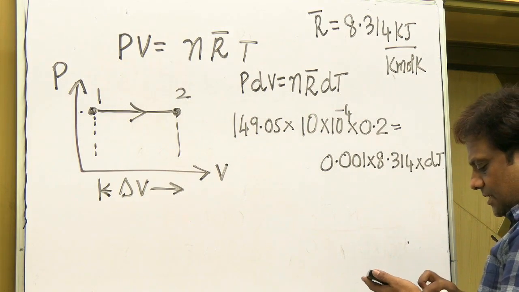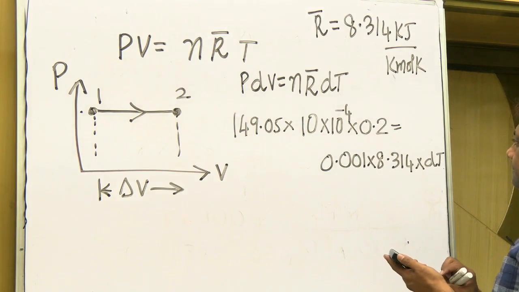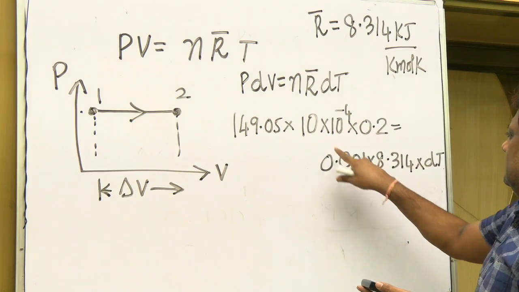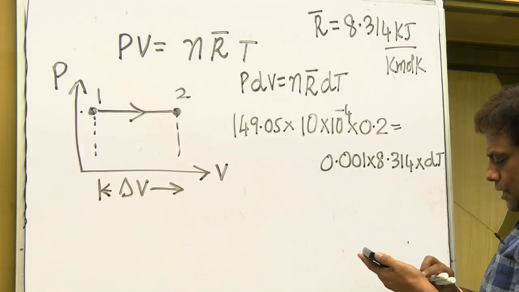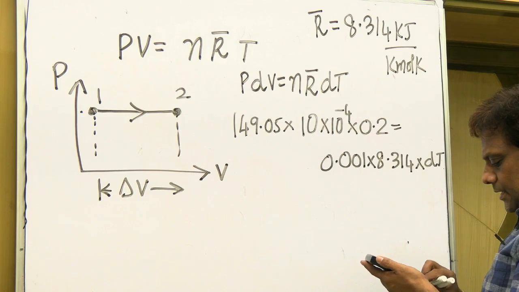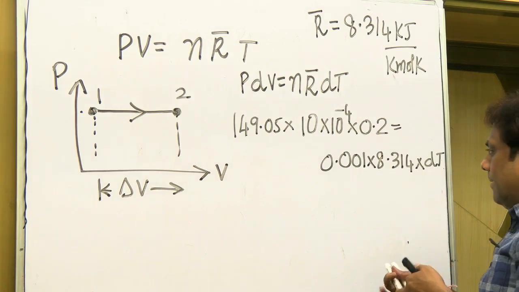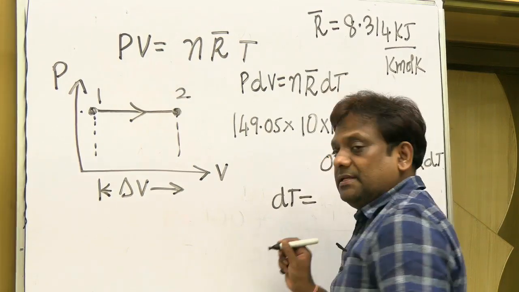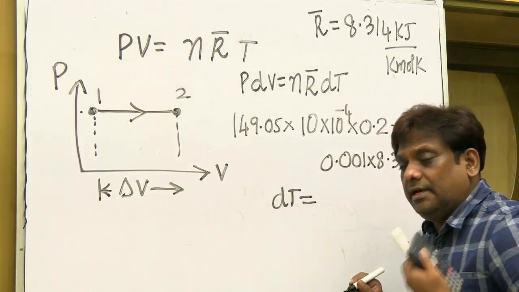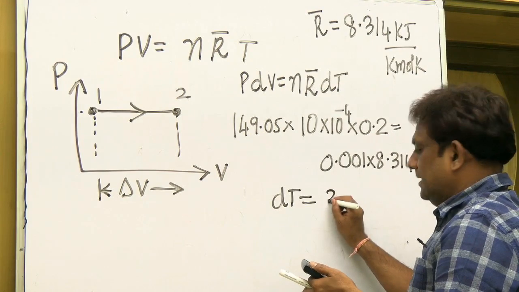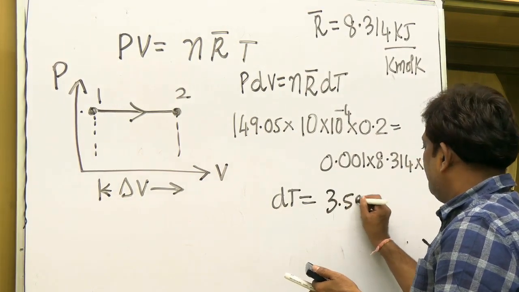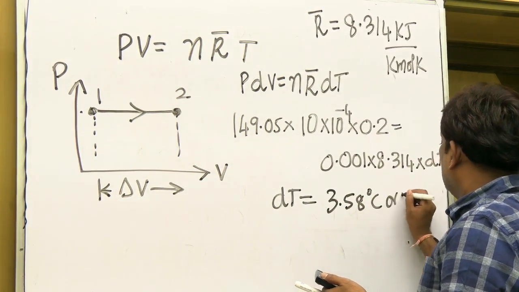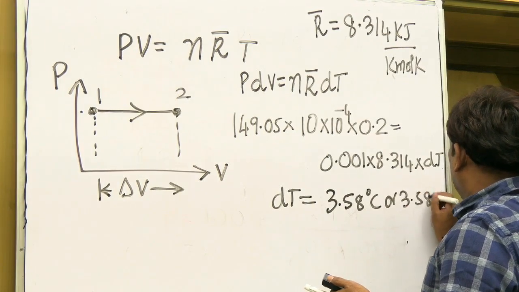149.05, this is 10 power minus 3, into 0.2 divided by 8.314. So I am getting the change in temperature as, whenever it is change in temperature, it doesn't matter whether it is in Kelvin or degree Celsius, 3.58 degree centigrade or 3.58 Kelvin.